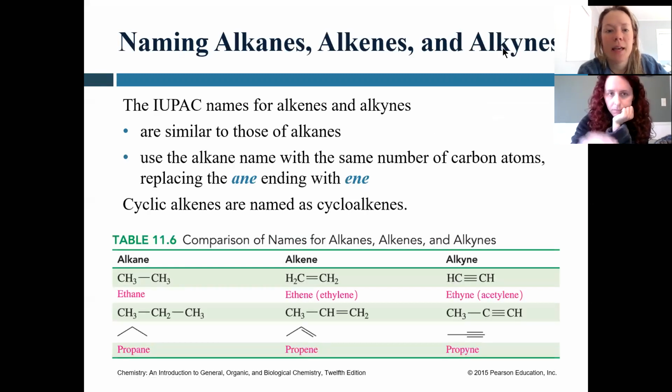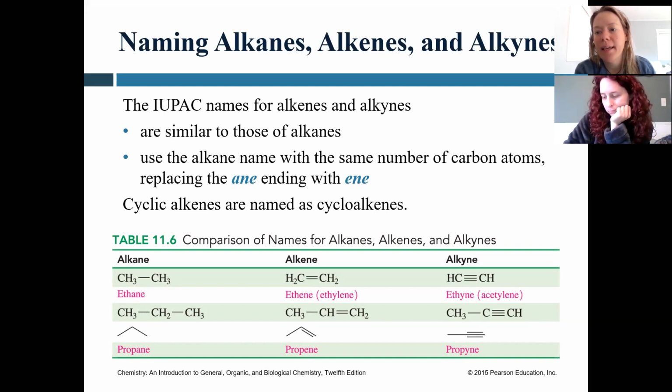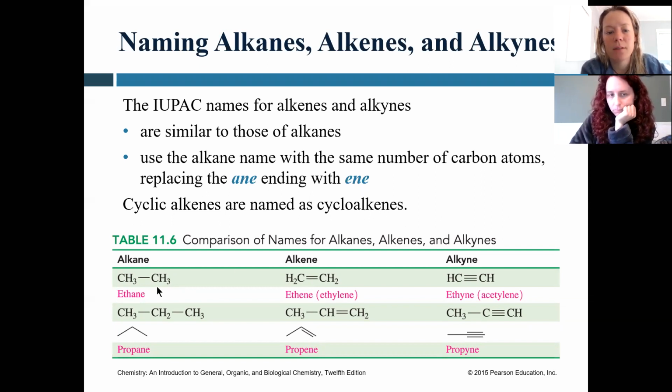So as far as naming these things, it's similar to naming alkanes. You use the alkane name with the same number of carbon atoms, but you replace the ANE ending with ENE if you have a double bond, and you would replace the ANE with YNE if you had a triple bond. If you have a cyclical alkene, like a cyclohexene, you would just change the ANE to ENE as well for the double bond.